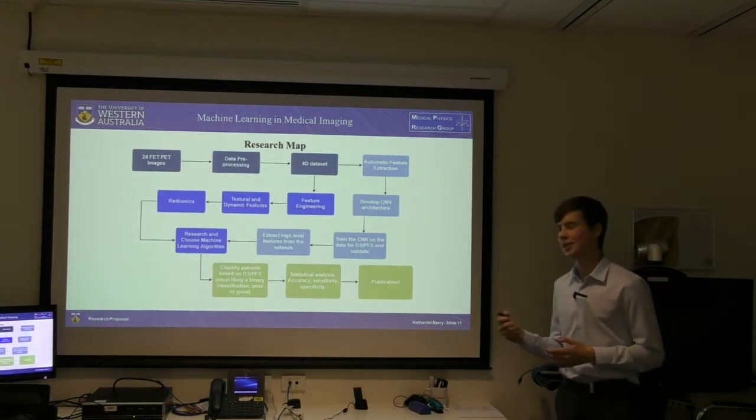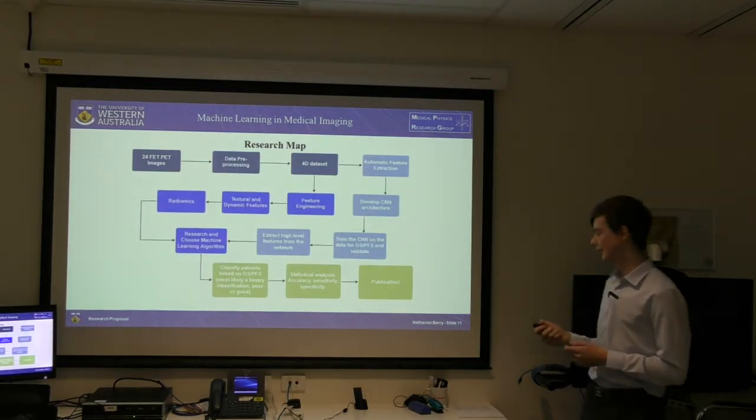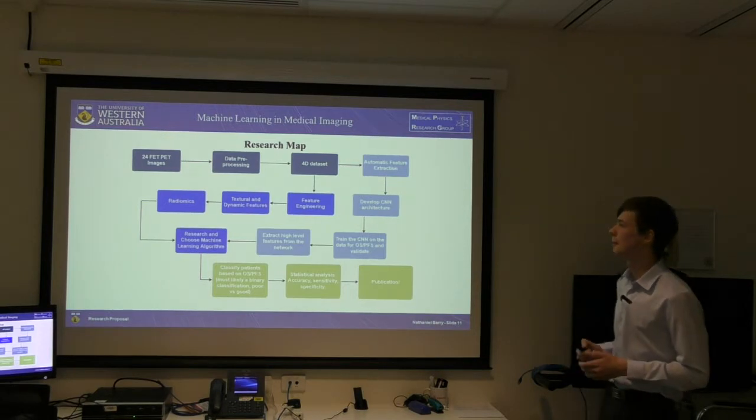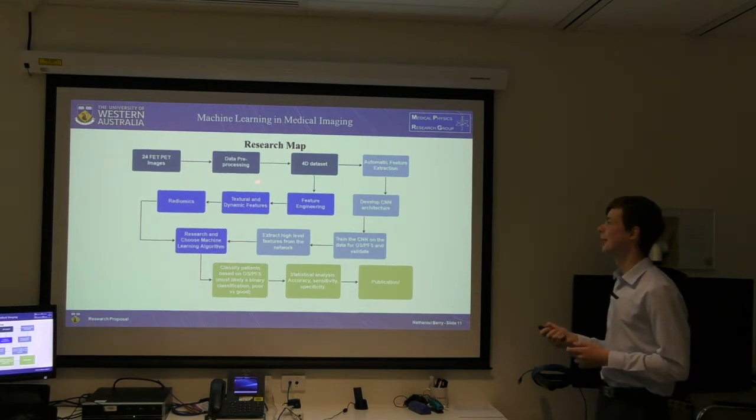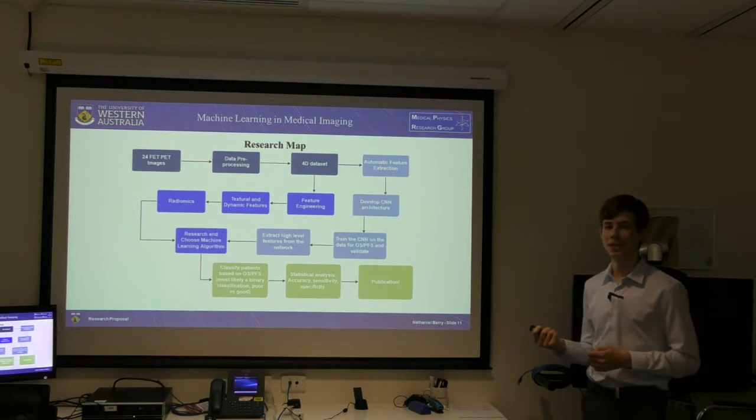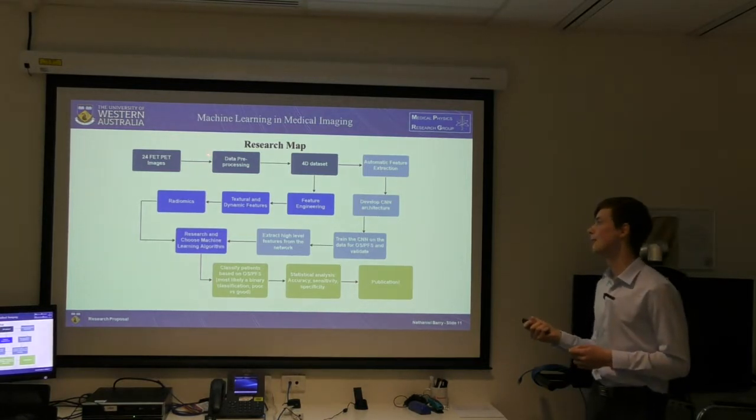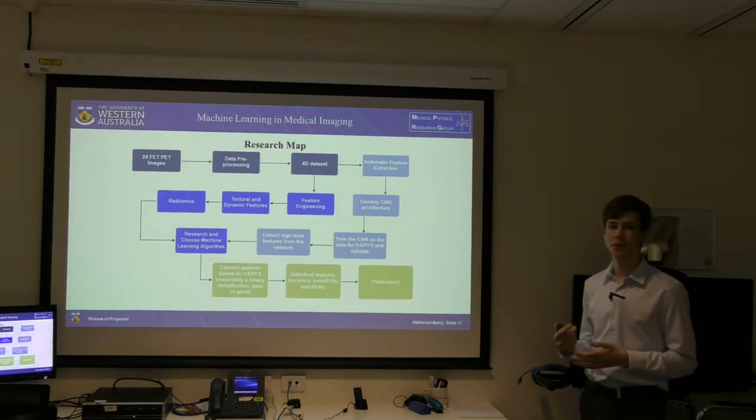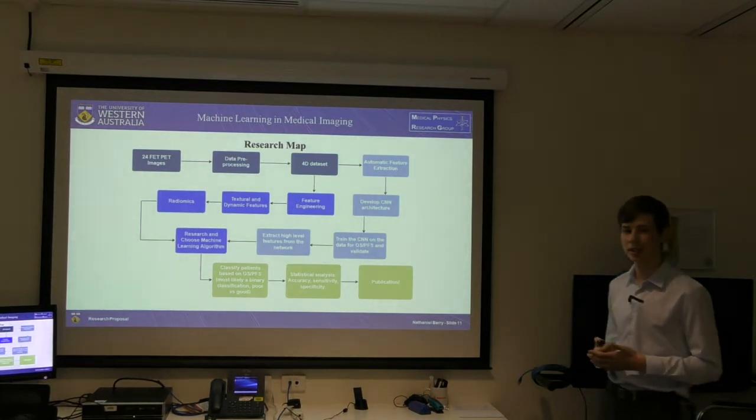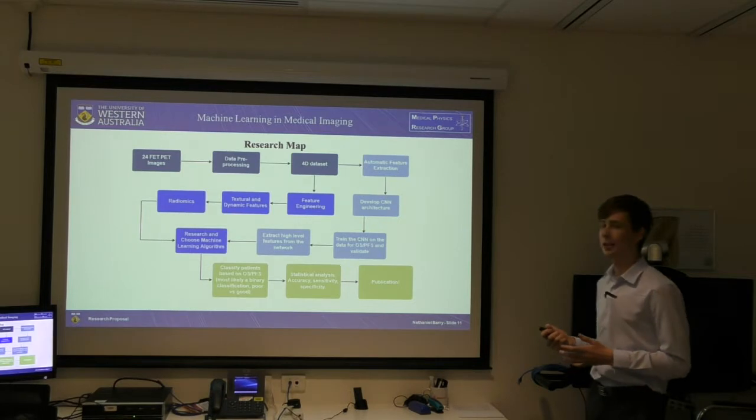And so here's a research map that I'm going to be doing. We start up here with our 24 FET PET images, and we go to what I believe to be one of the more crucial steps in here, the data pre-processing stage. And this stage will be done with help from the University of Wisconsin. They provide us with MATLAB code to extract the information from the provided DICOM files.